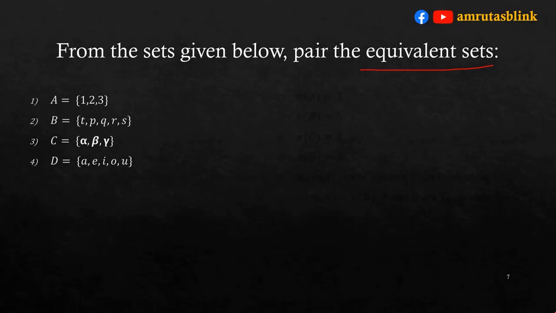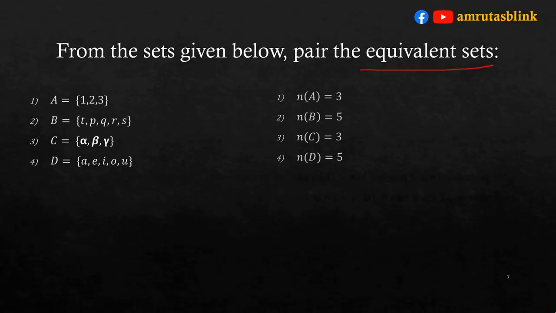In set A, there are 3 elements, so n(A) is 3. In set B, there are 5 elements, so n(B) is 5. In set C, there are 3 elements, so n(C) is 3. In set D, there are 5 elements, so n(D) is 5.